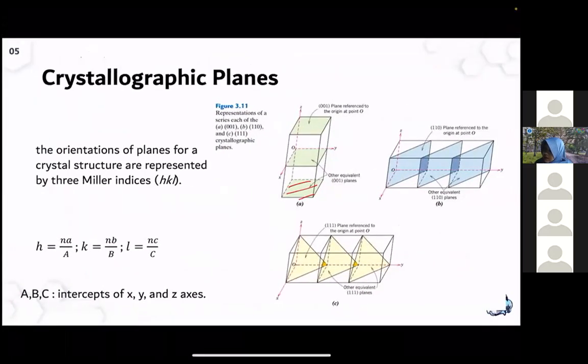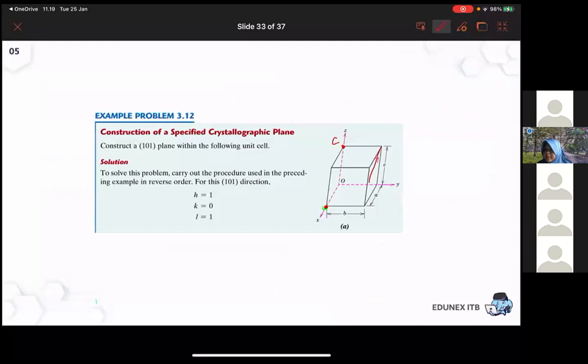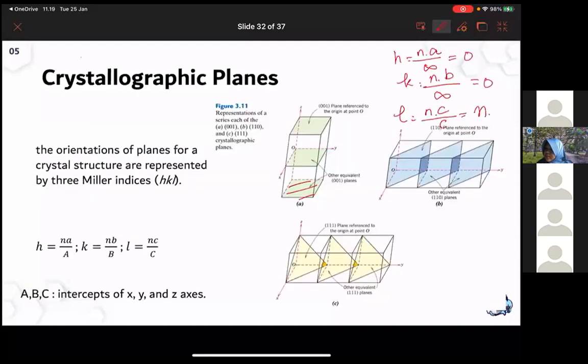Okay, so I think I just need to write it down. So h is n multiplied with a divided by infinity, which becomes 0. The k is also n multiplied with b divided by infinity, which becomes 0 as well. And the last one, L, is n multiplied with c divided by the intersect with the z-axis, which is c, so it is equal to n. Okay, so this is called 0, 0, n, and then we can make the integer n equal to 1, so we can write it as 0, 0, 1.